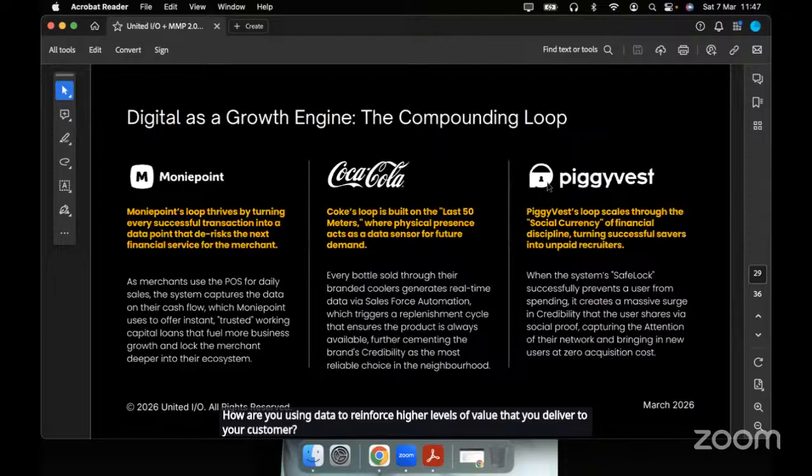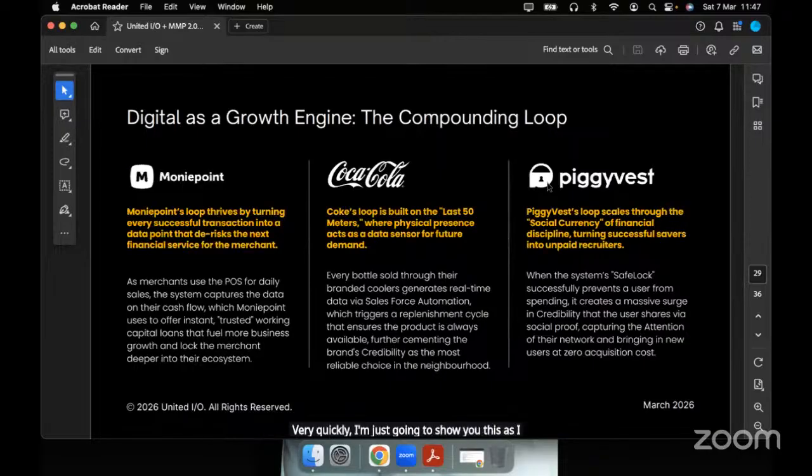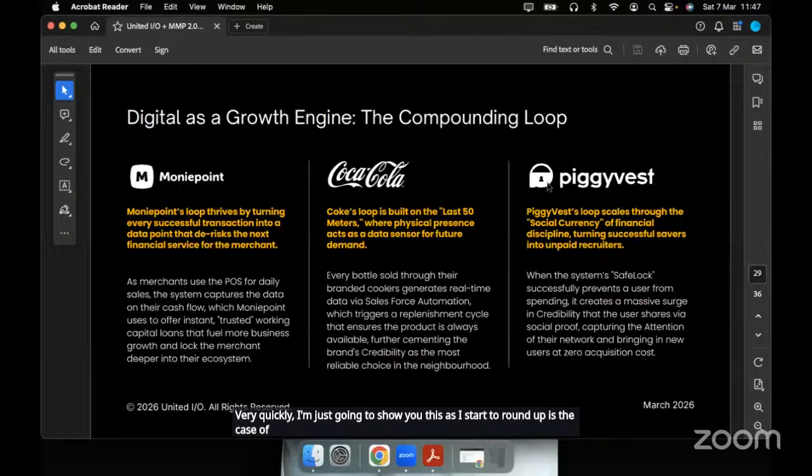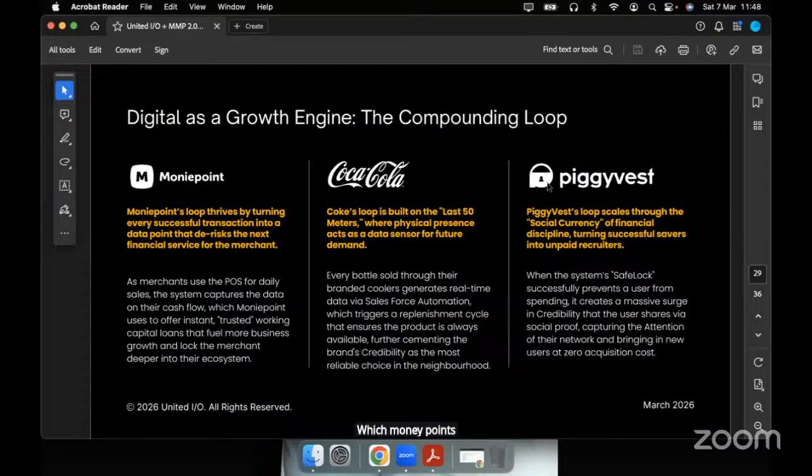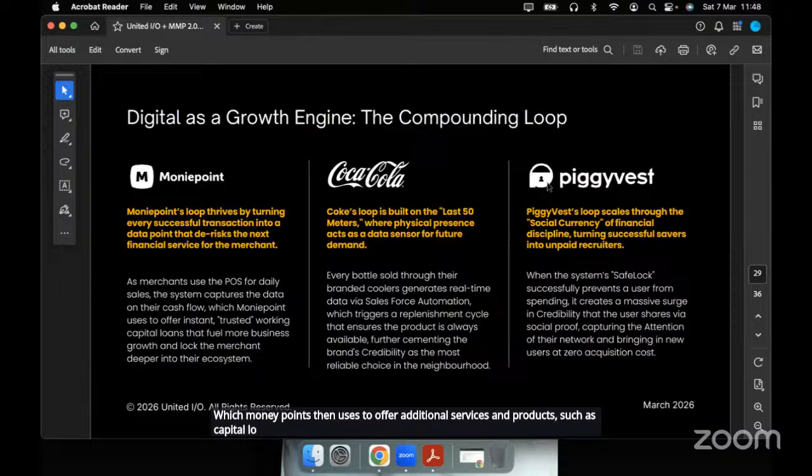Very quickly, as I start to round up, I'm just going to show you the case of Money Point, which we spoke about earlier. When merchants use the POS on a daily basis, the system captures the data of those transactions, which Money Point then uses to offer additional services and products such as capital loans to fuel more business growth, and also ultimately lock these merchants into their ecosystem.